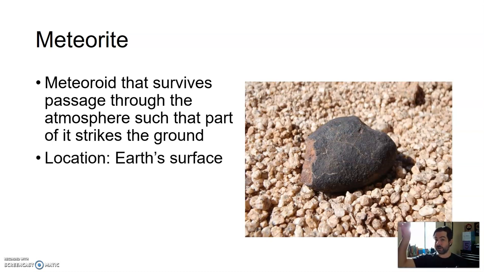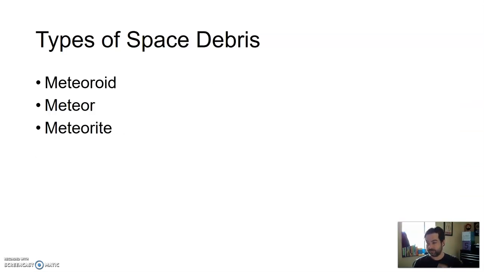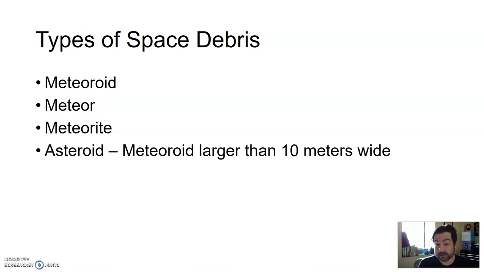So it's called a meteoroid in space. The flash of light as it's burning up in the atmosphere is called a meteor, and that very same thing, once it hits the ground, is called a meteorite. So three different names for the same exact thing. And then we also have some other material, asteroids. Asteroids are meteoroids larger than 10 meters wide, also made up of rock and/or metal, but 10 meters wide or bigger. That's what we call an asteroid.